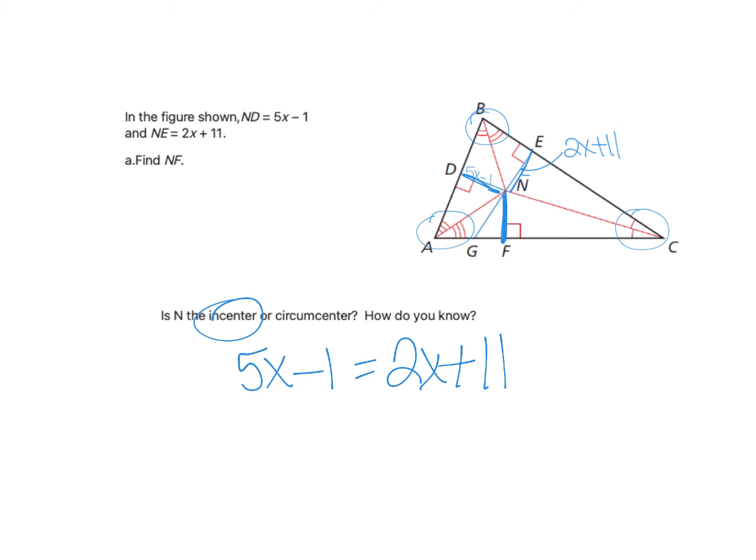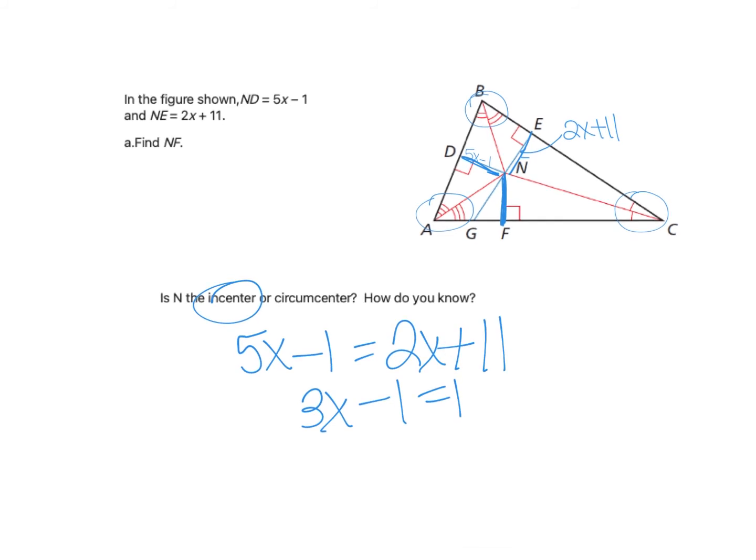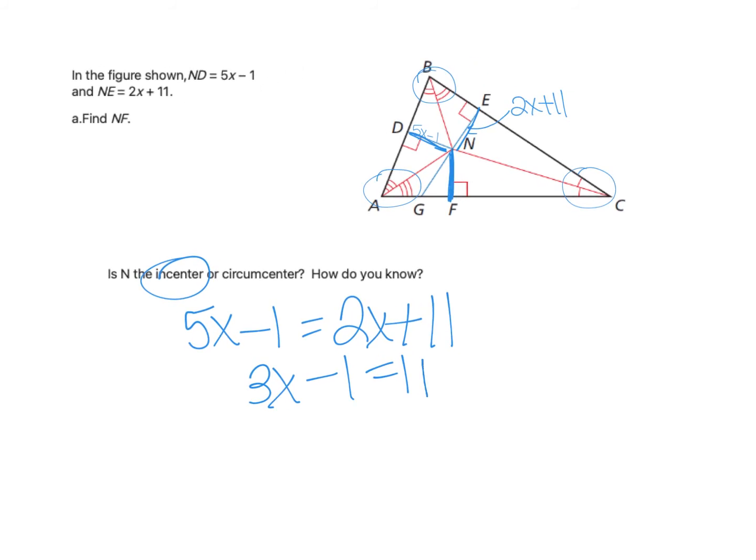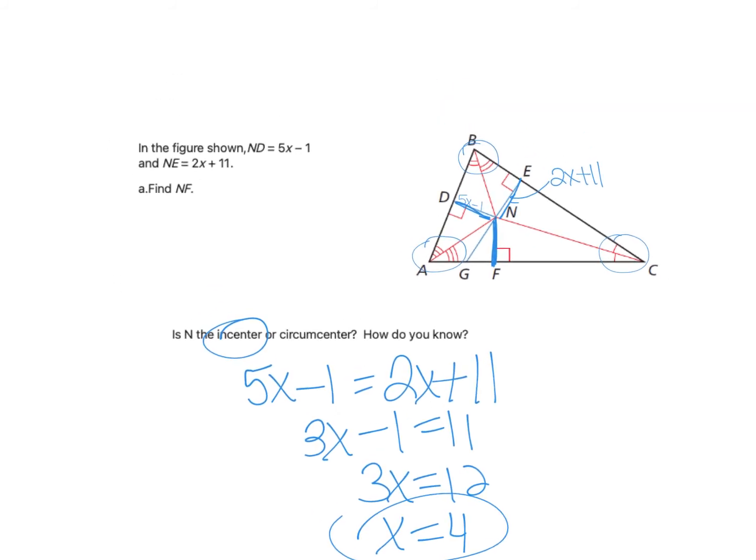And if we solve that, we subtract 2x, we get 3x minus 1 equals 11. If we add 1 to both sides, we get 3x equals 12 and x equals 4. So we just have to be careful here. It's not asking what is the value of x, it's asking what is the value of NF.